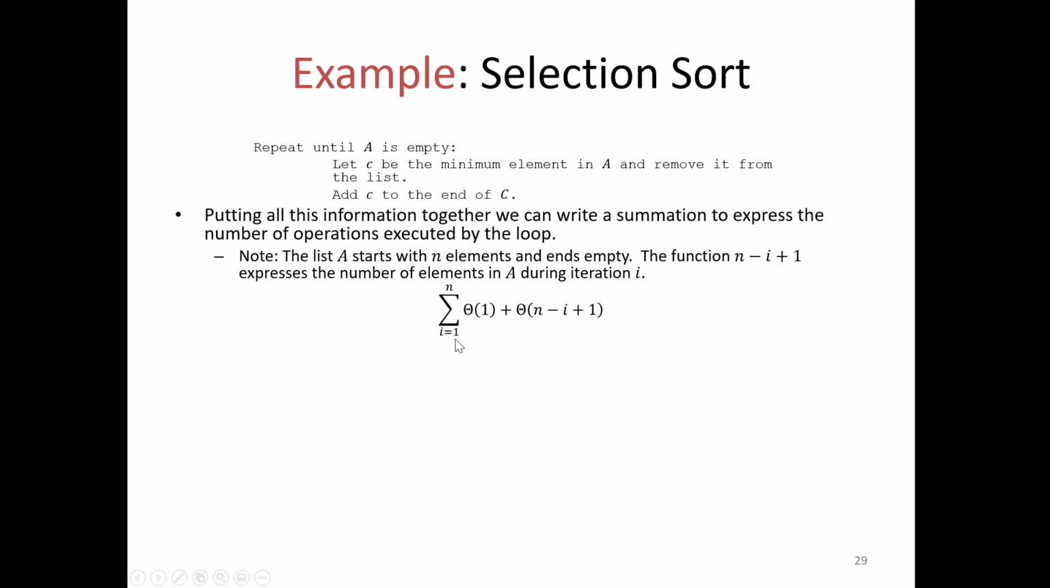The next one will be i equals 2. We get n minus 2 plus 1, so we get n minus 1. So the next iteration will be n minus 1. We can see it's counting down.